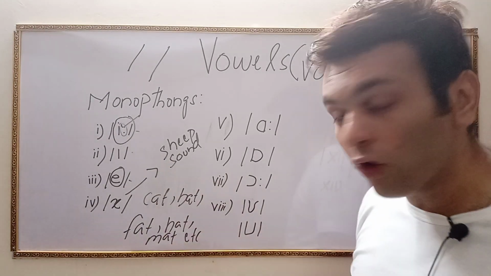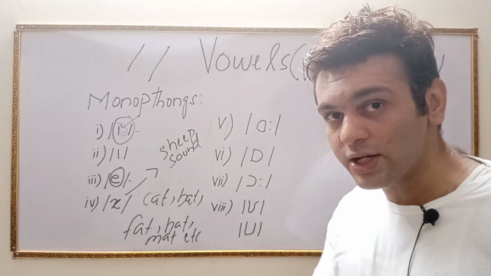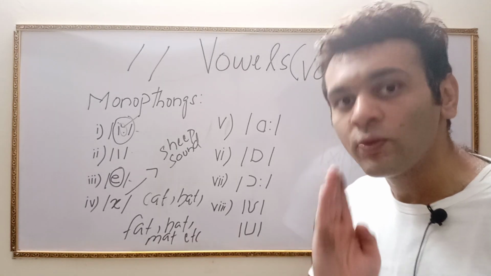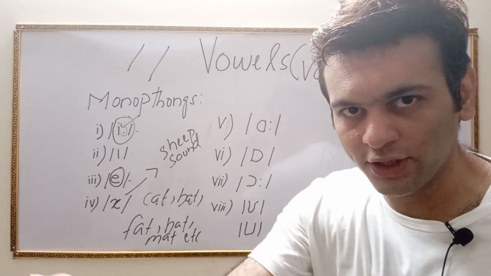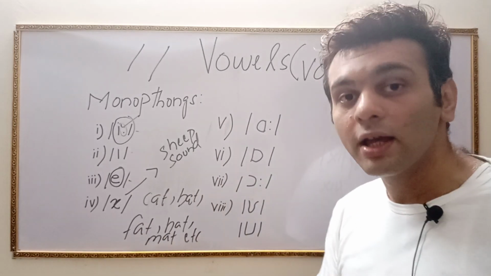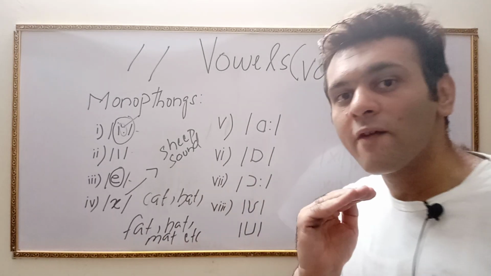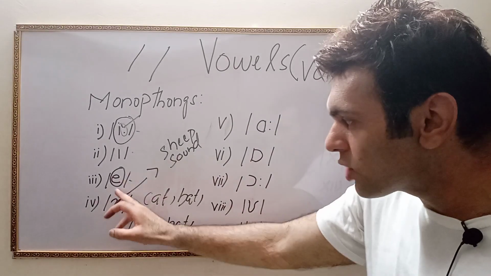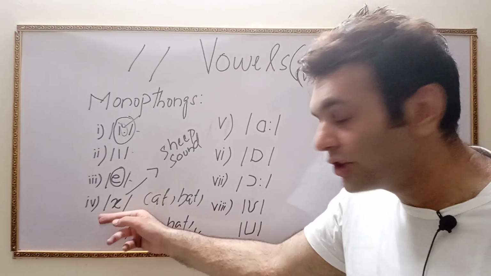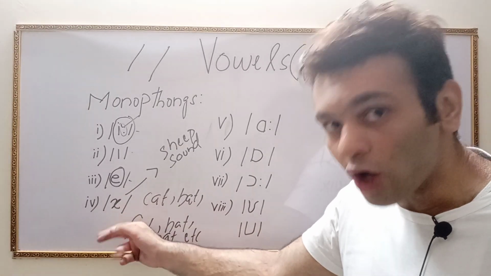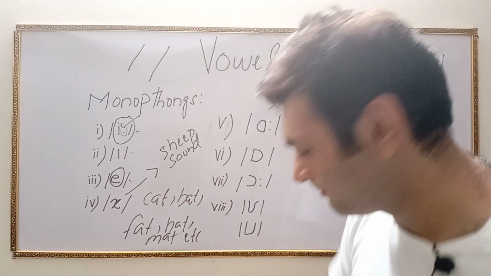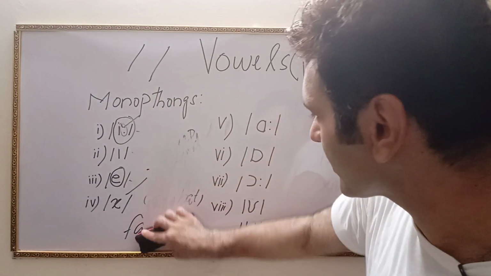Now this is the fourth, but it's a short vowel. Cat, bat, hat, fat. It's not cat, it's not bad, it's bat, cat, fat. So short vowel. You can't see the two dots with the short vowel. So it's again a short vowel. Let's move towards the next.